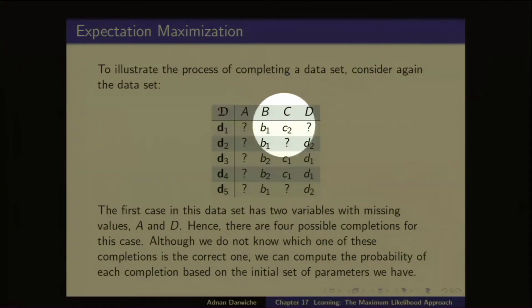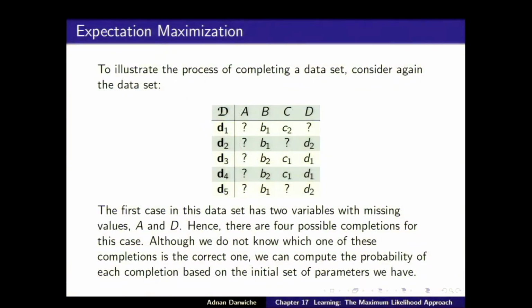Let's say this is a patient. I know 2 things about this patient. I don't know A and D. Assuming these variables are all binary, there are 4 possible completions of this particular example, correct? I don't know which one is the reality, correct? The main insight of this method is, now that I have a distribution at iteration 0, I can use it to do what? To talk about the probability of each one of these completions.